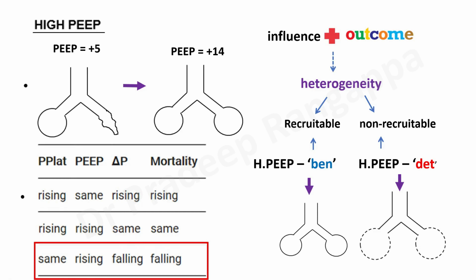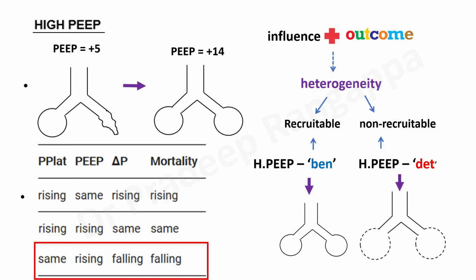If you keep the same PEEP, then the P-plat is high, then your driving pressure is high, mortality would increase. So this is where the concept of PEEP optimization comes, and if it is recruitable alveoli, it tells you that you increase the PEEP, your P-plat also comes down, and your driving pressure comes down, and mortality could be brought down. So this is our conceptual understanding of high PEEP where it is beneficial.